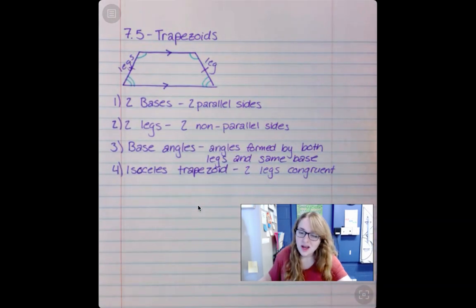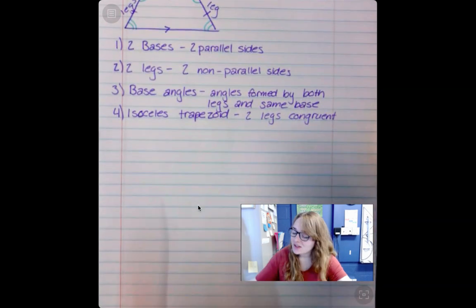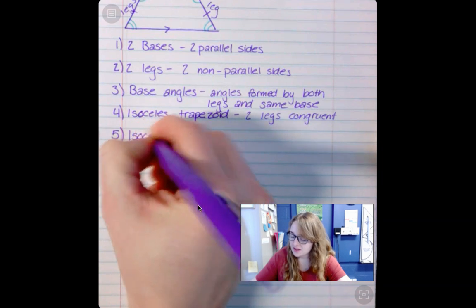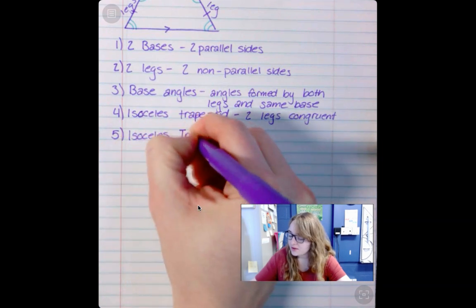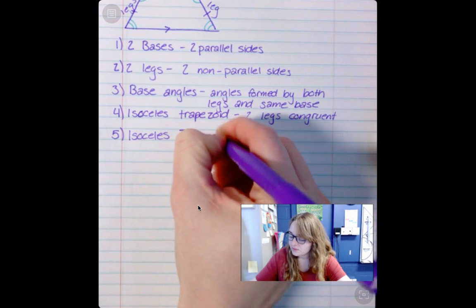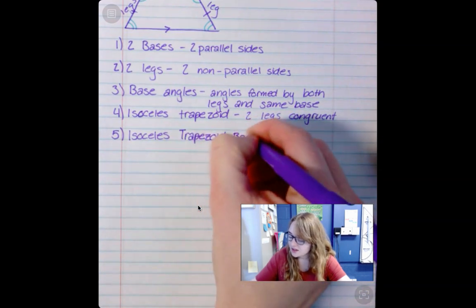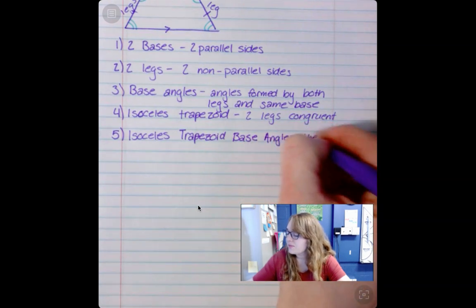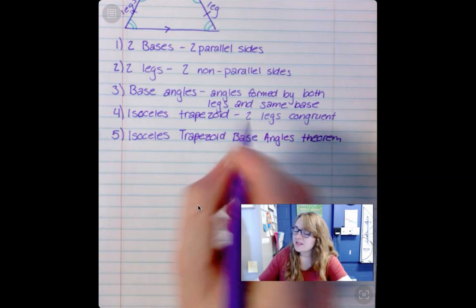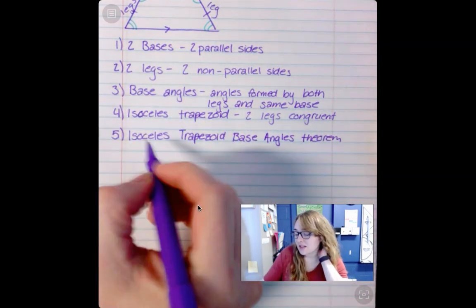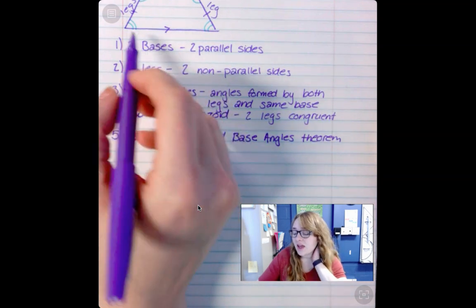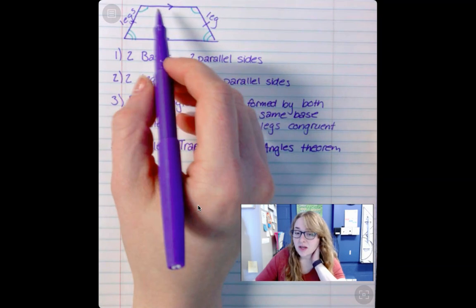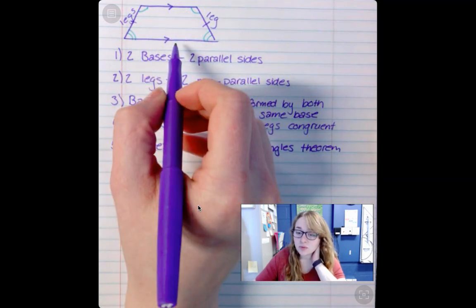And then what would a geometry video be without a theorem? So our fifth thing about trapezoids is that we can use the isosceles trapezoid base angle theorem. And this theorem says that if we have an isosceles trapezoid where the two legs are congruent, then the top pair of base angles, let me scoot this down so you can see, the top pair of base angles would be congruent and the bottom pair of base angles would also be congruent.